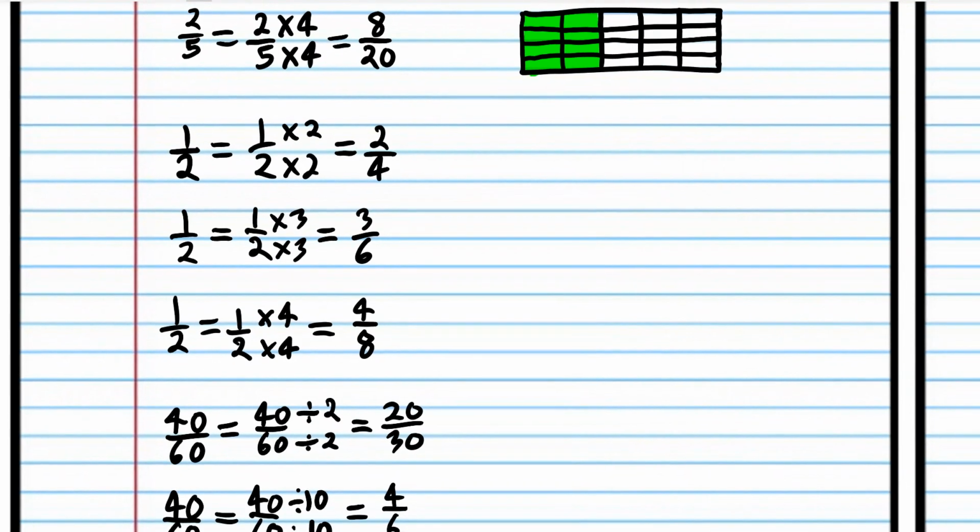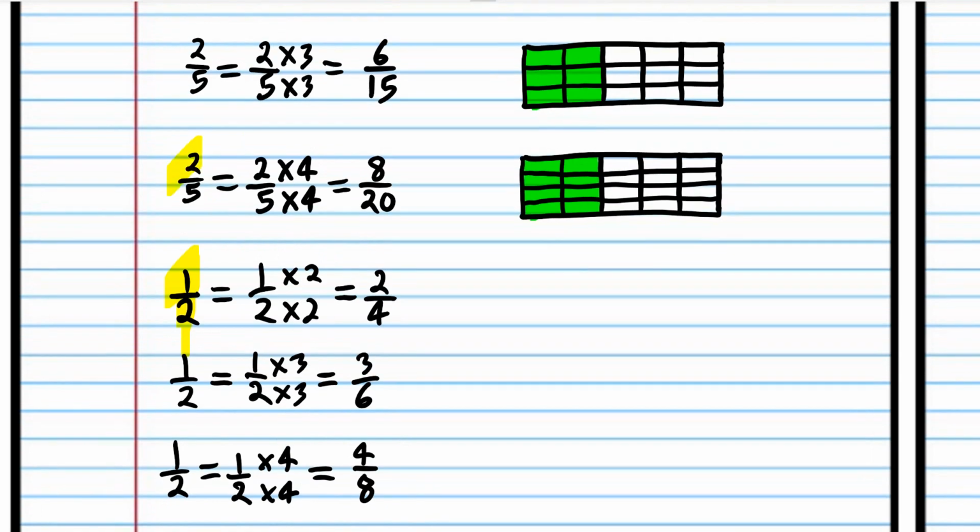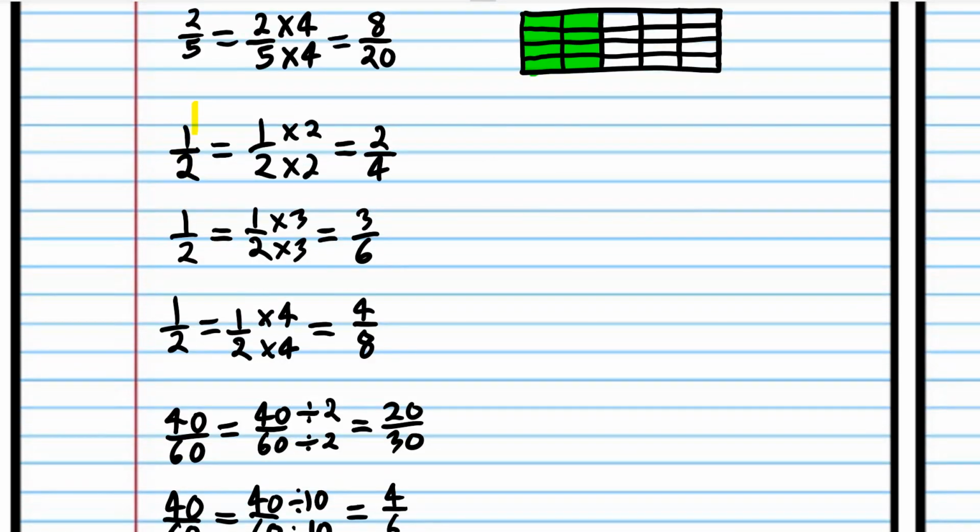So now we're going on to a different fraction. I'm not going to bore you by going on and on with this, but now you have 1/2. Before we had 2/5, now we're doing a different fraction. So 1/2, you can change to 2/4 by multiplying both sides of the fraction by 2. Down here, we multiplied both sides of 1/2 by 3 and got 3/6. Down here, we multiplied both sides by 4 and got 4/8.